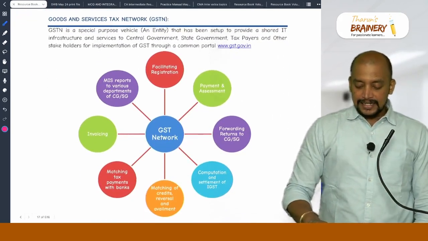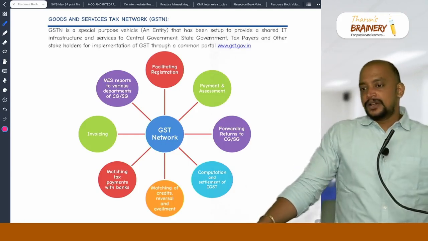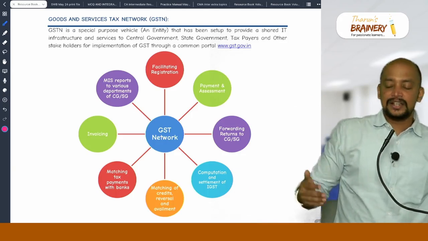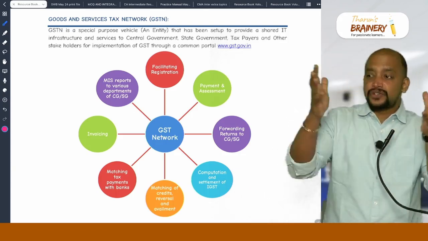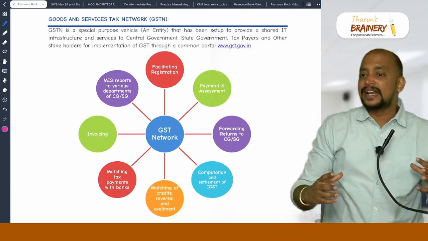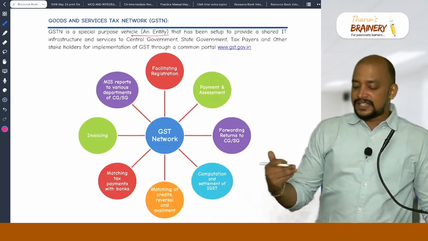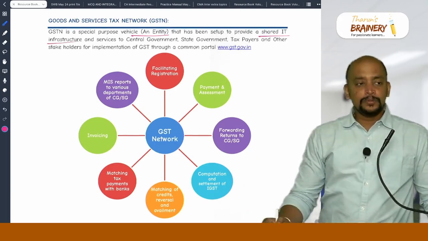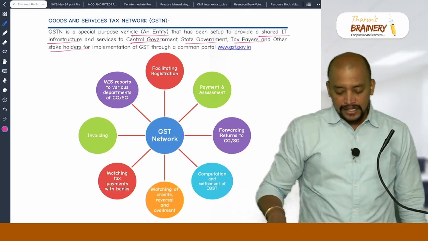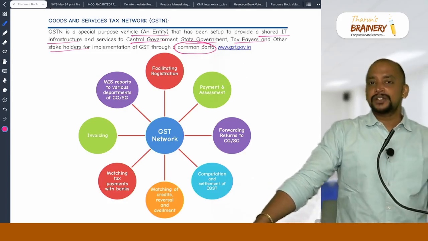Then next, GST network. Basically whenever there is an interaction between the taxpayers and the government, what is the point of interaction? There is an information technology requirement. So that information technology infrastructure for interaction between the taxpayers and the government, central government, state government, is this GST network. This GST network basically is a special purpose vehicle, an entity that has been set up to provide shared IT infrastructure to CG, SG, taxpayers and other stakeholders for implementation of GST, and commonly it is known as common portal. And where is this common portal hosted? gst.gov.in.